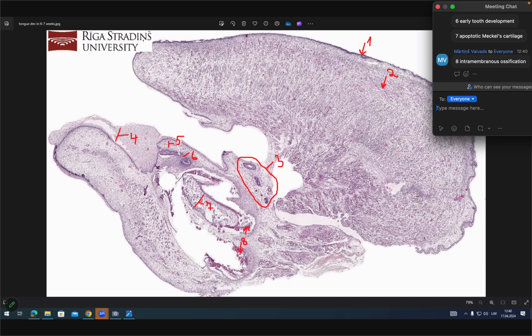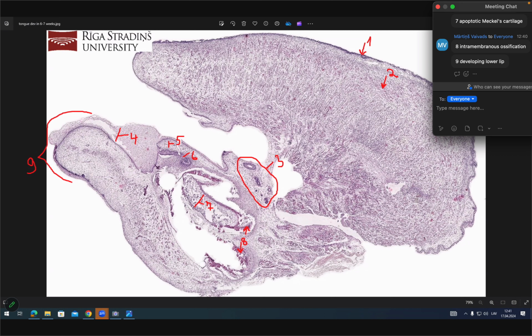What else should you notice? As I mentioned, there's also the lower part of the face, so you need to describe some other parts. For example, you see this whole structure, which we could describe as the lower lip. This is the developing lower lip. You see the lower part of the face, and the lip developing here.